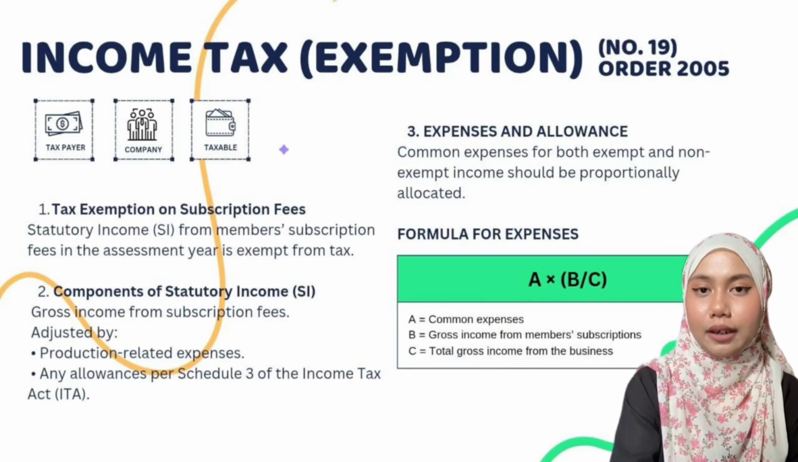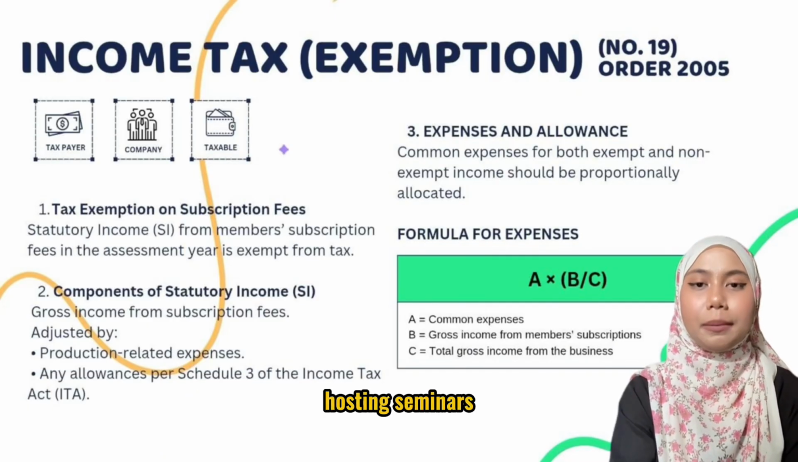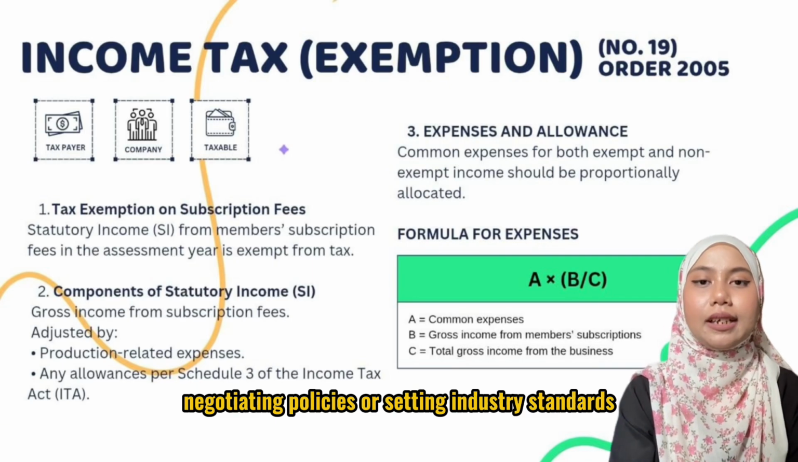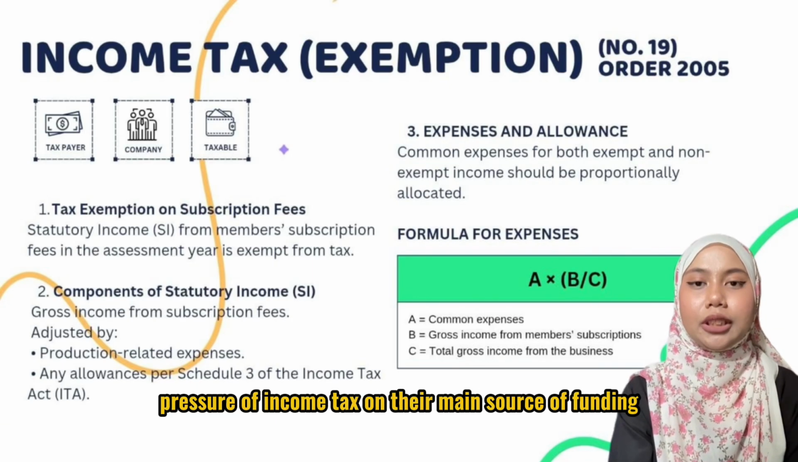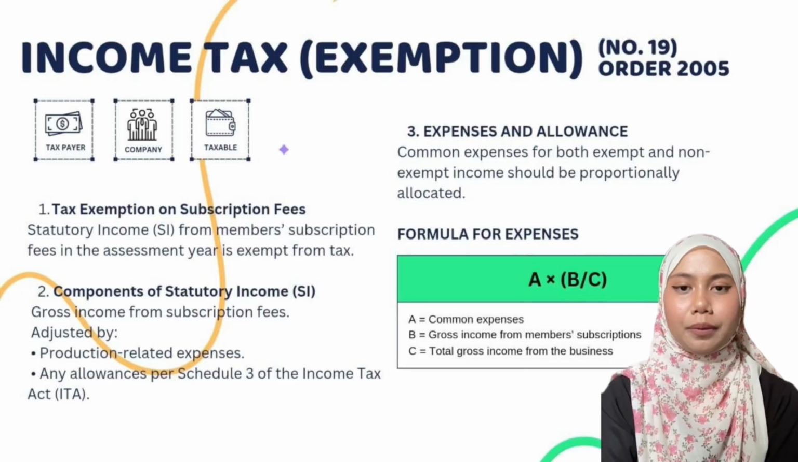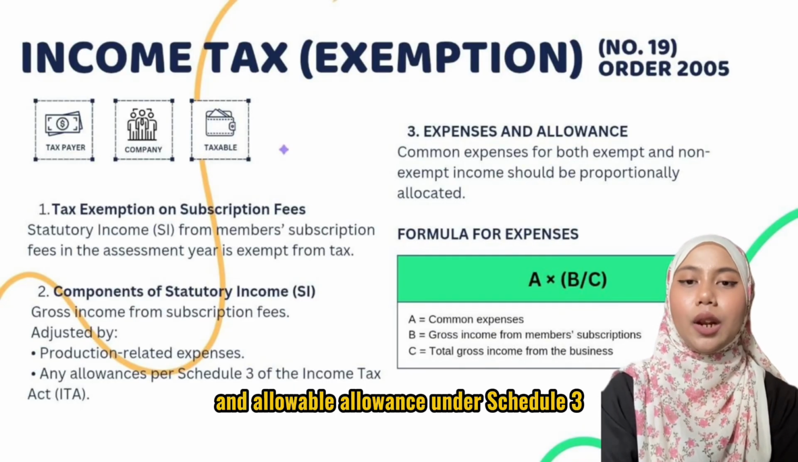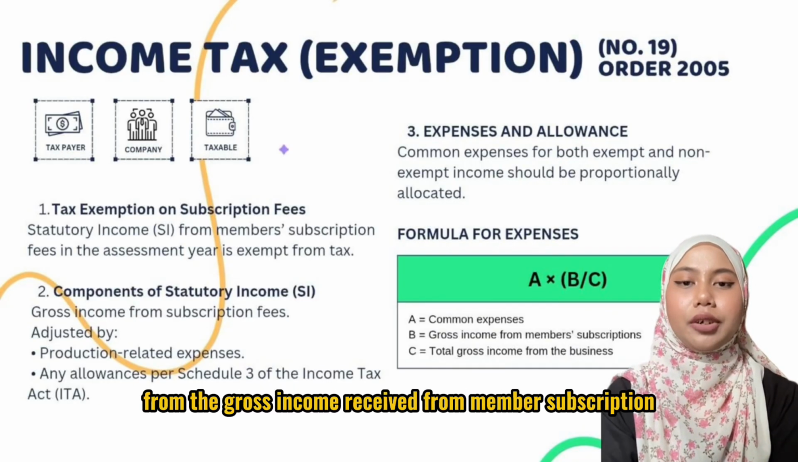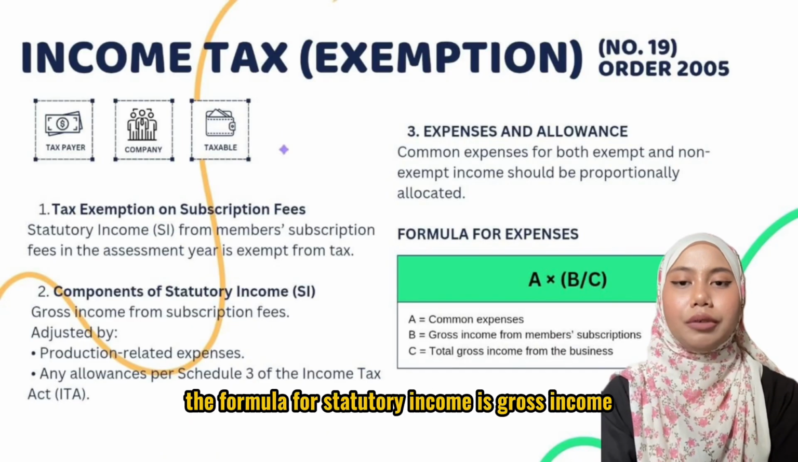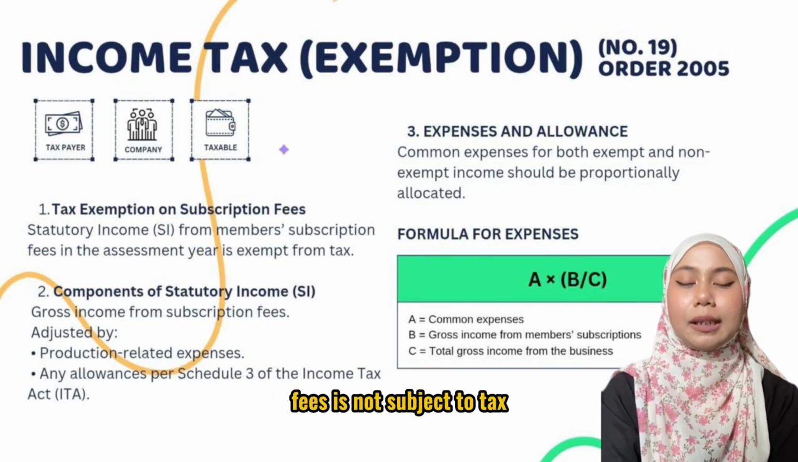Why is this important? Because it allows trade associations to focus more on supporting their members, like hosting seminars, negotiating policies, or setting industry standards, without the added pressure of income tax on their main source of funding. Second, understanding statutory income. Statutory income is calculated by deducting production-related expenses and allowable allowance under Schedule 3 from the gross income received from member subscriptions. The formula for statutory income is gross income minus production expenses minus capital allowance. Under the 2005 exemption order, this statutory income from subscription fees is not subject to tax.